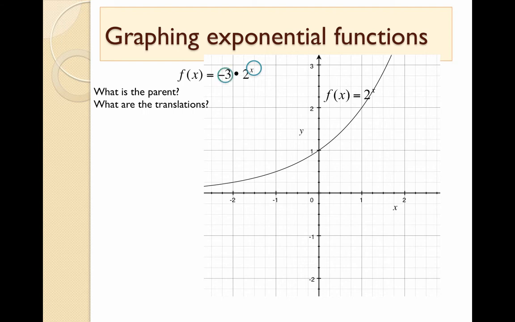However, we do have something else going on. We're multiplying. Our coefficient is a number that's bigger than 1, and so that means we're going to stretch that curve, and it's also a negative number, which means we're going to reflect across the x-axis.